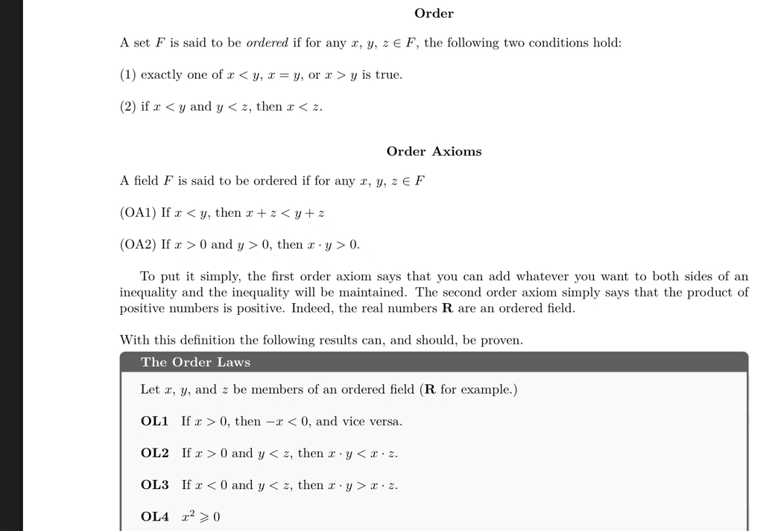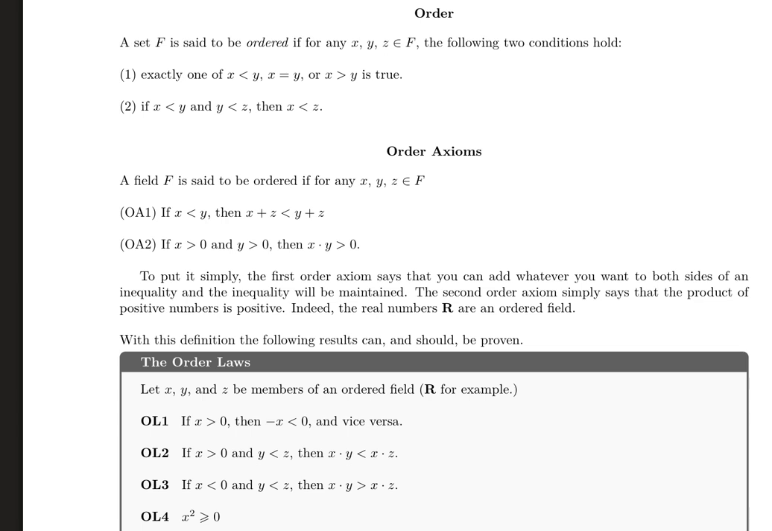All right. So the two order axioms say that if x is less than y, then x plus z is less than y plus z. You can add something to both sides of an inequality. To put it simply, the first order axiom says that you can add whatever you want to both sides of an inequality and the inequality will be maintained. Notice I didn't switch this if I add something to both sides.